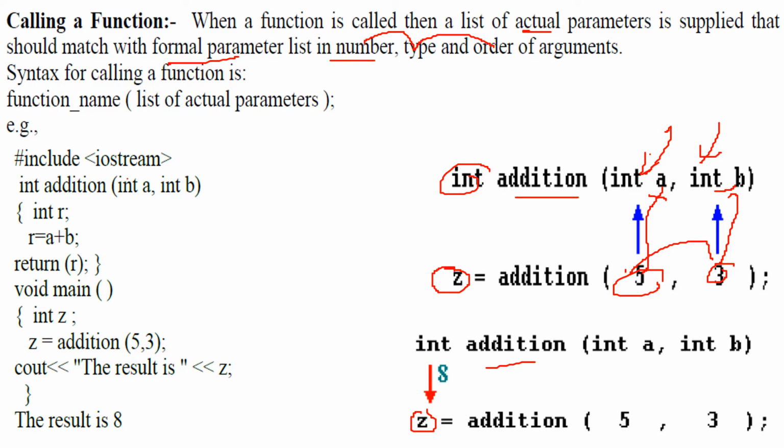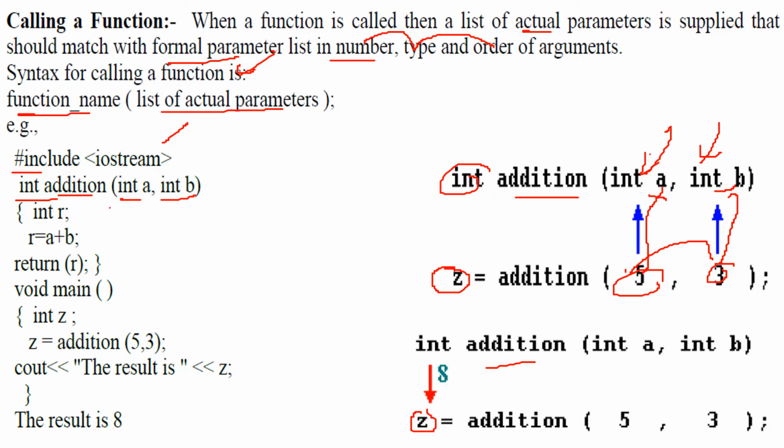Now this function has to be written by ourselves. So we have the function name, then we have the list of actual parameters. This is the simple syntax, similar to the library function. So just take a program. We have #include <iostream.h>. This is our function addition, and this is the return type, and these are the parameters.